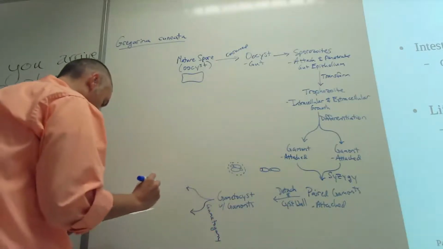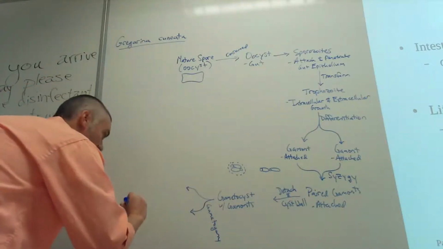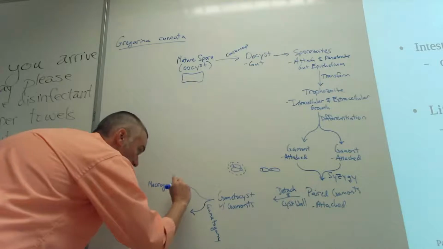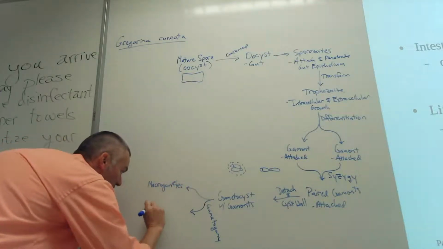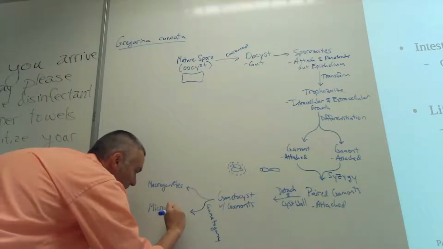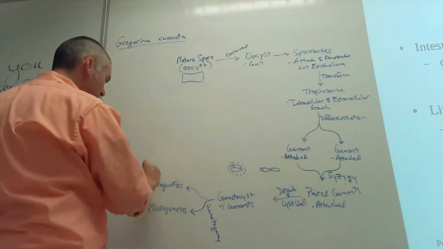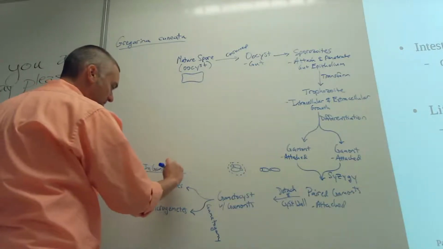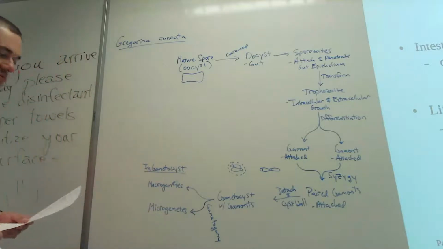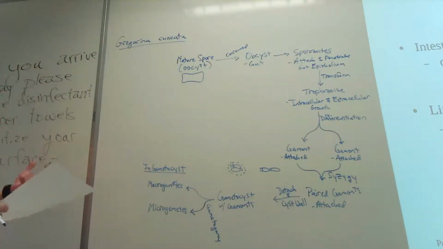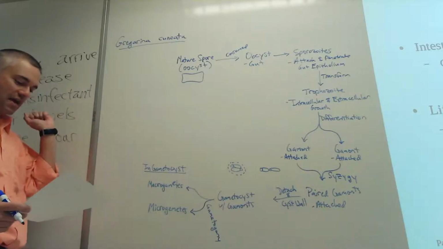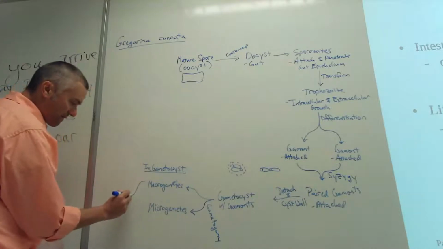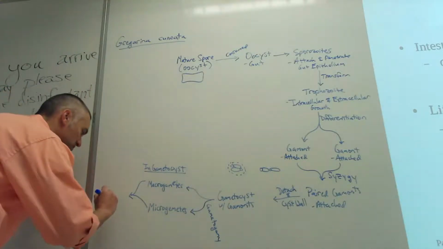So gametogamy, we've got our macrogametes, microgametes, and note that we are in the gametocyst. We are still inside of our gametocyst when we have gametogamy producing our macrogametes and our microgametes. These things will now fuse to produce our zygote.